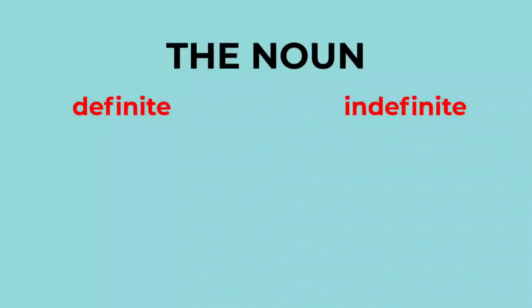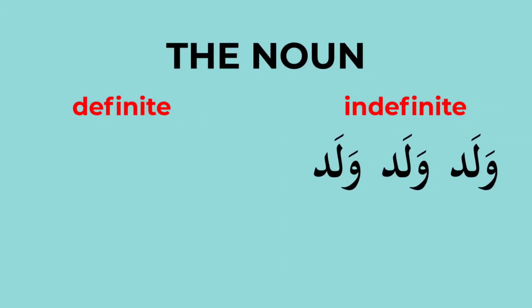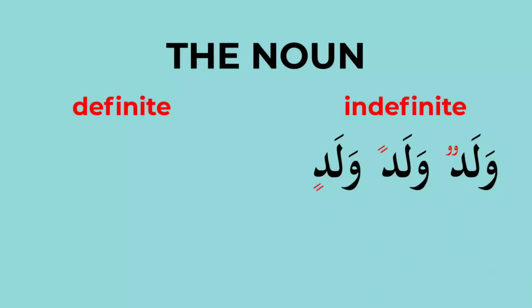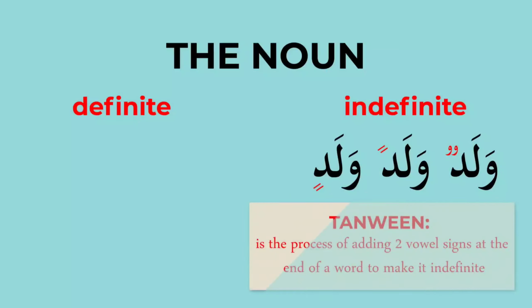we do not have anything similar to this. But at the end of the noun, we put a double vowel sign. Are you with me? If the noun ends with a dhamma, then we put two dhammas. If the noun ends with a fatha, then we'll put two fathas. If the noun ends with a kasra, we put two kasras. This is called tanween. What is it called? Tanween.